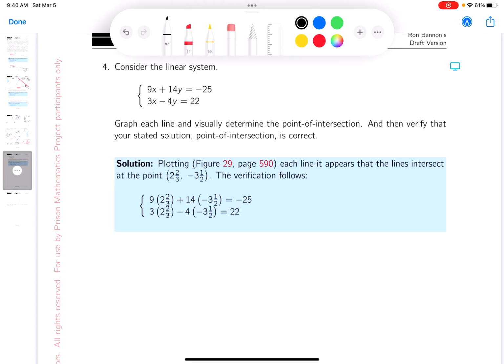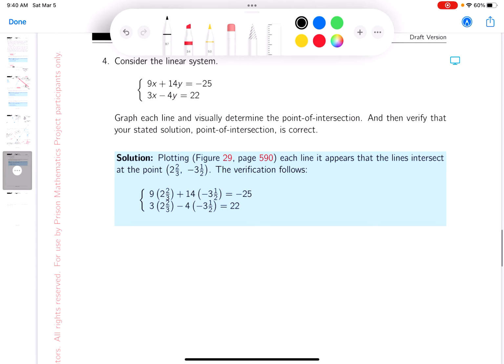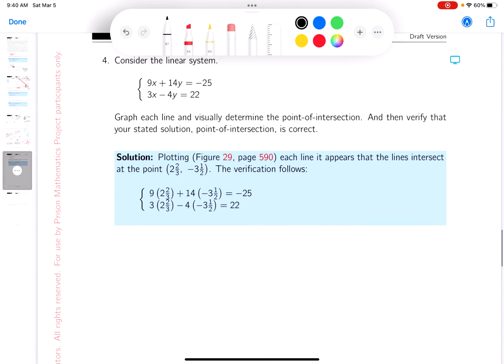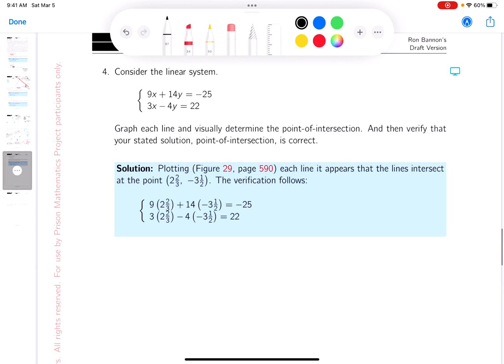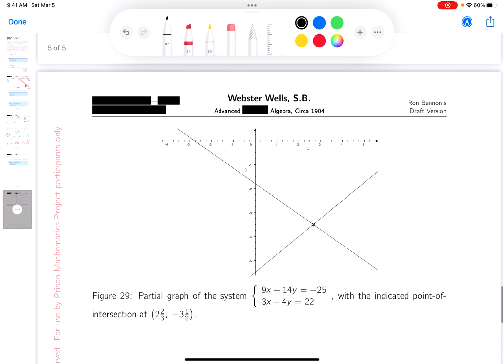So what I claim is that if you have graph paper and a ruler and you're pretty careful, you still may not be able to get the point of intersection, because if it's not clear, you're going to have a tough time getting it. So what I want to do is talk about this particular problem, but I want to go to the graph. It's going to be figure 29 now. And this is figure 29.